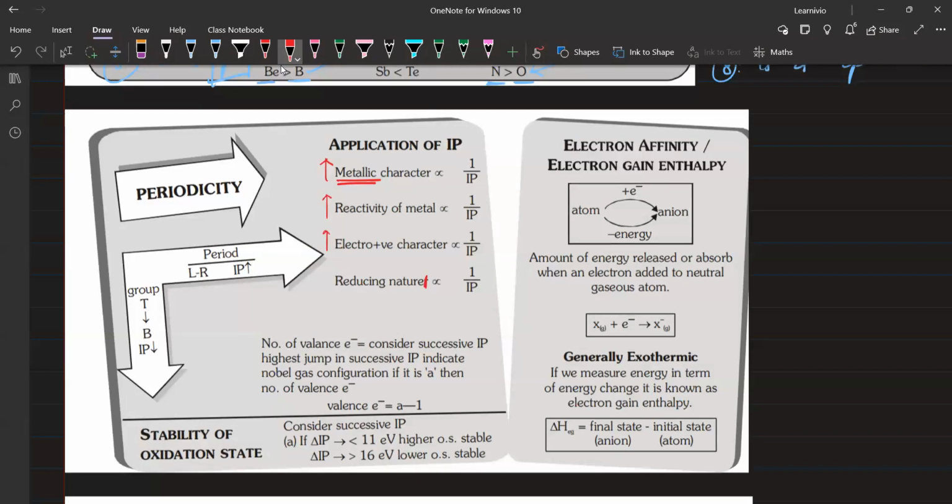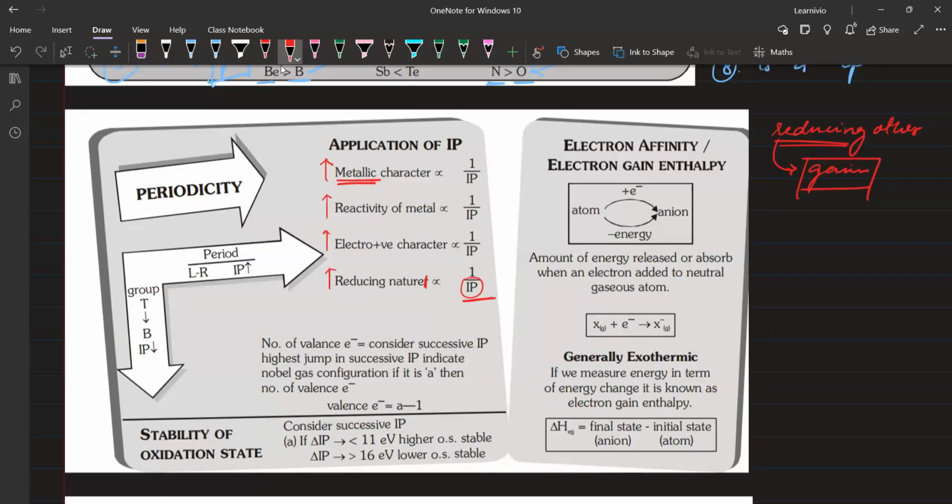And then the reducing nature. The reducing nature is inversely proportional to the ionization potential. How? Because if an atom is going to be a reducing agent, that means it will be reducing others. Now, how does reduction happen? Reduction happens by gain of electron. That means the element or metal which has a higher reducing nature, a good reducing agent, will make the other element gain electrons. How will the other element gain electron? Our element will lose electron. So if you have an element with lower ionization enthalpy, it will easily lose electron, and that electron will go to some other element, and that element will be reduced. That is why reducing nature is also inversely proportional to the ionization potential. The ionization potential should be low and the reducing nature will be higher.